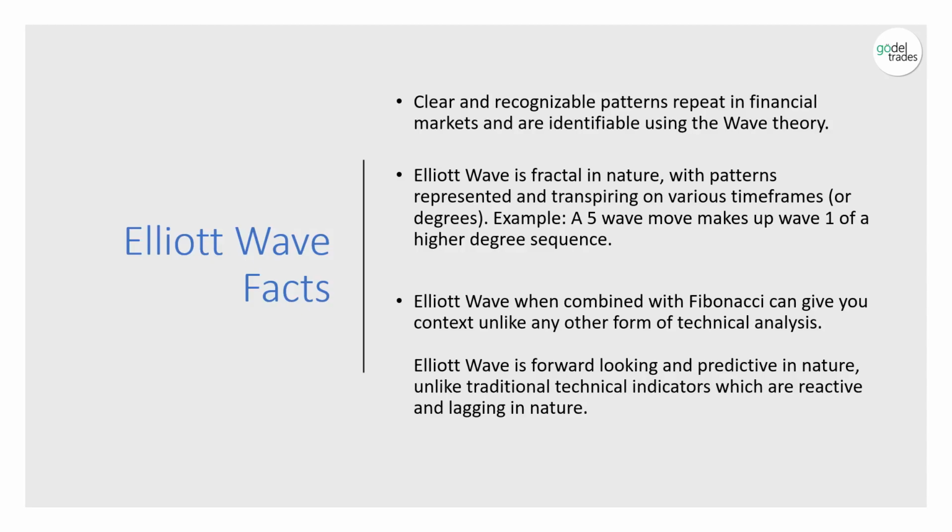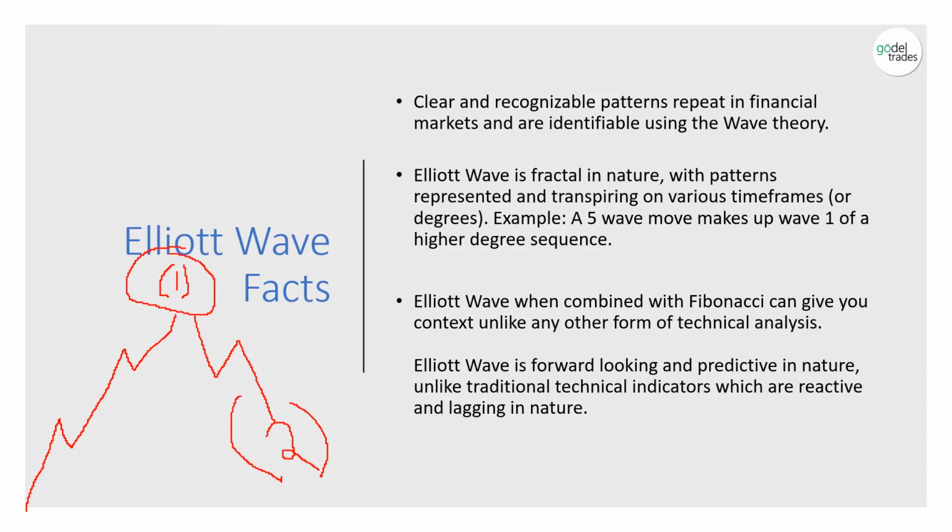Elliott wave is actually fractal in nature, and these patterns transpire on various time frames, or degrees as we like to call them. For instance, when you're dealing with a 5-wave impulse, which we're going to talk about in just a second, you've got a 5-wave move to the upside. This 5-wave move makes up a wave 1 of a higher degree sequence. Then you go into a little 3-wave pullback, and that's a wave 2 sequence that is the same degree as this wave 1 here.